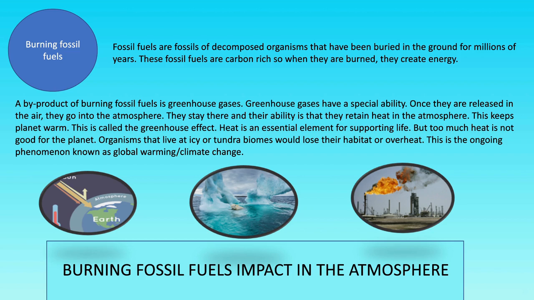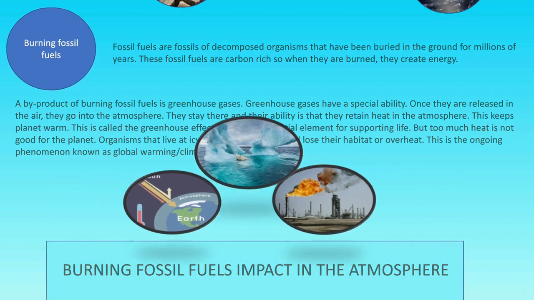Greenhouse gases have a special ability that when they are released, they go into the atmosphere. They stay there, and they retain the heat that enters the atmosphere. This keeps the planet warm, and is called the greenhouse effect. Heat is an essential element for life, but as time goes on, more heat will accumulate. This negatively affects areas like icy and tundra biomes where they lose their habitat over heat.